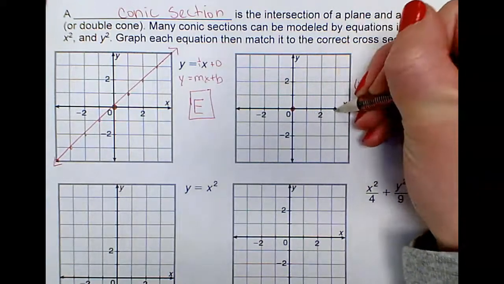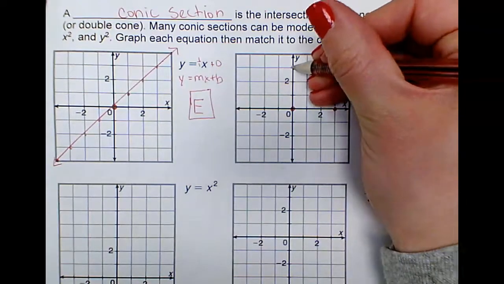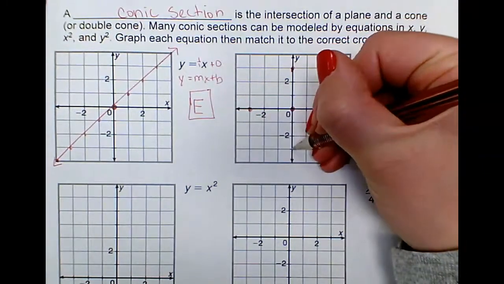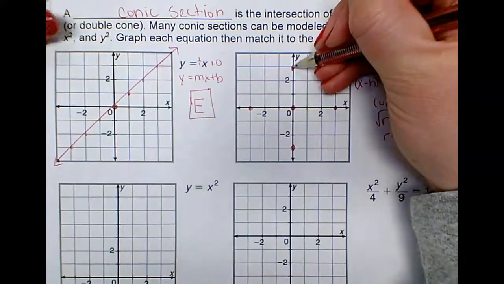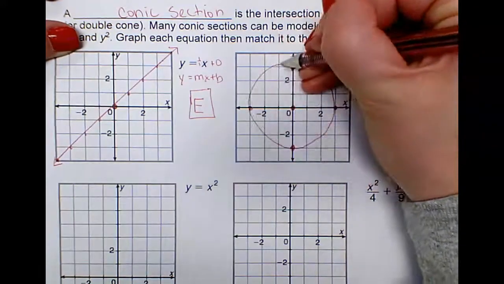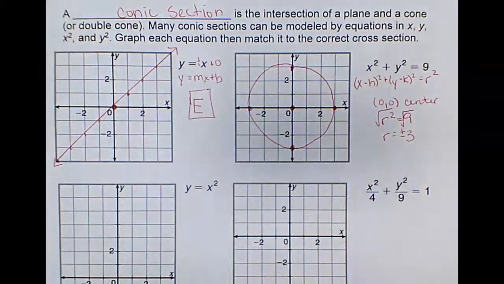1, 2, 3. 1, 2, 3. So here's my circle. Drawing it as best as I can. And I need to go find the conic section that matches a circle.